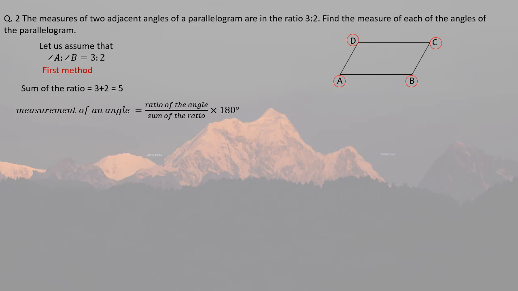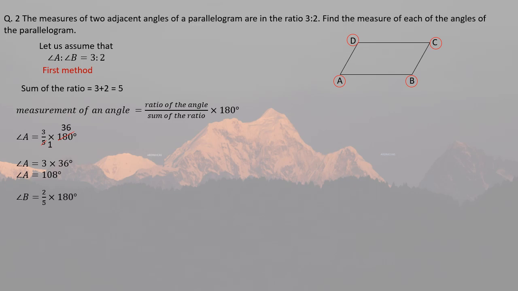So let's find out the value for angle A. We can write angle A equals 3 by 5 into 180 degrees, where 3 is the ratio of angle A, 5 is the total ratio, into the total angle. 5 times 36 is 180. So angle A equals 3 into 36 degrees. Therefore, angle A equals 108 degrees.